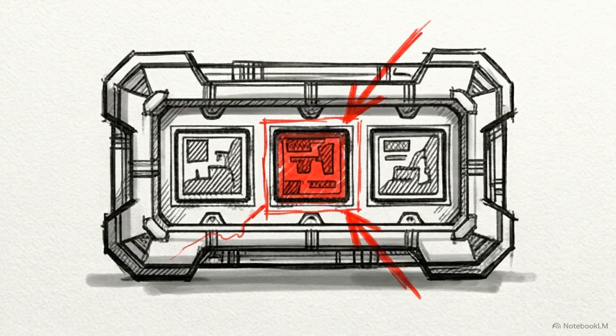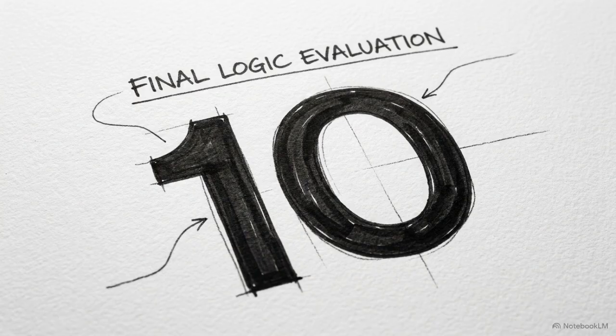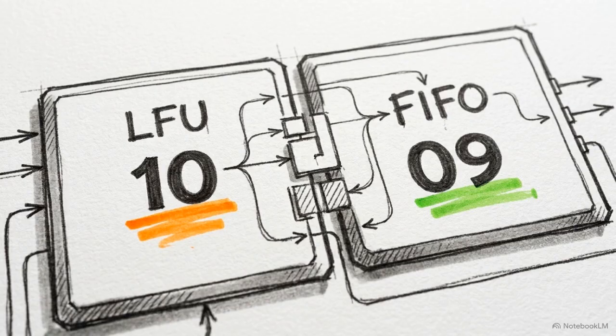LFU operates with ruthless logic. It does not matter how recently a page was loaded into memory. If its historical access volume is the lowest in the group, it is purged. Clearing the execution traces leaves us with the final tally: 10 total page faults. That is 1 fault higher than the basic FIFO queue running the exact same data.